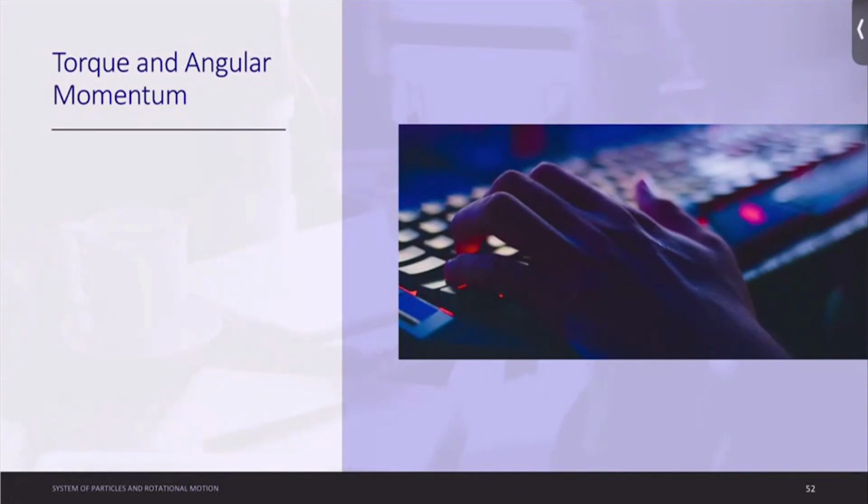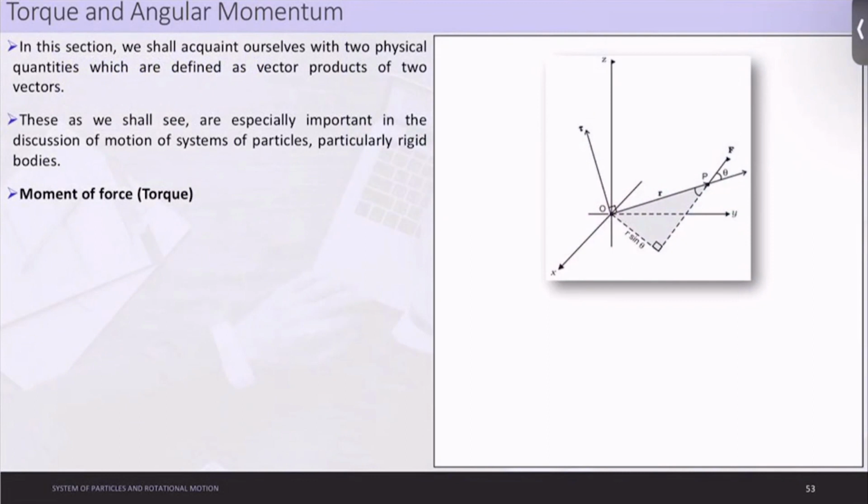So let us start a new subtopic, which is torque and angular momentum. In this section, we shall acquaint ourselves with two physical quantities, which are defined as the vector product of two vectors. I hope now you know what the vector product of two vectors is. We'll understand what those two vectors to be assigned here will be.